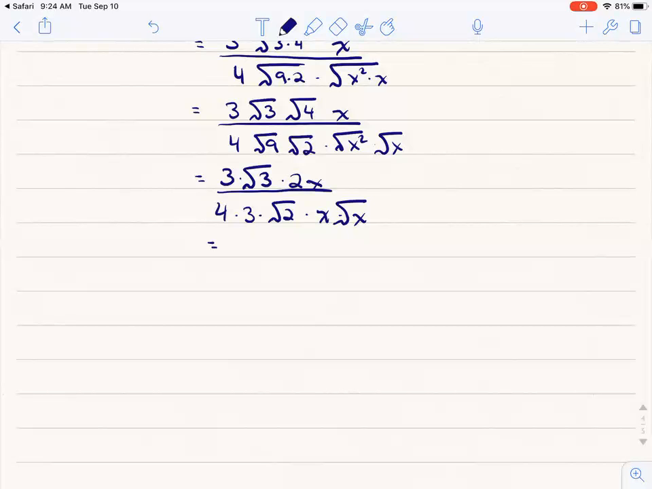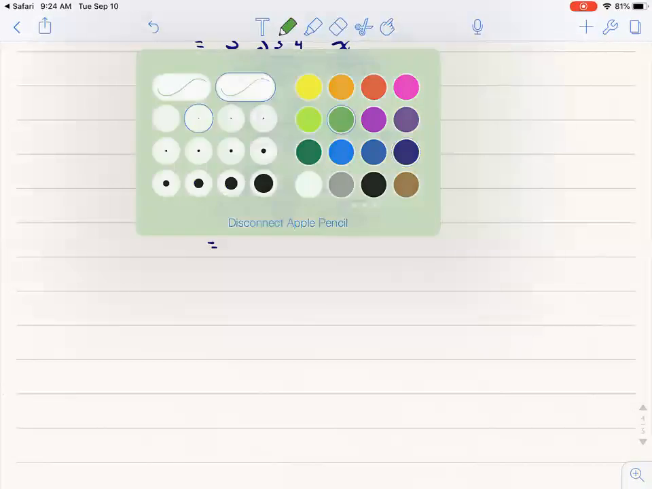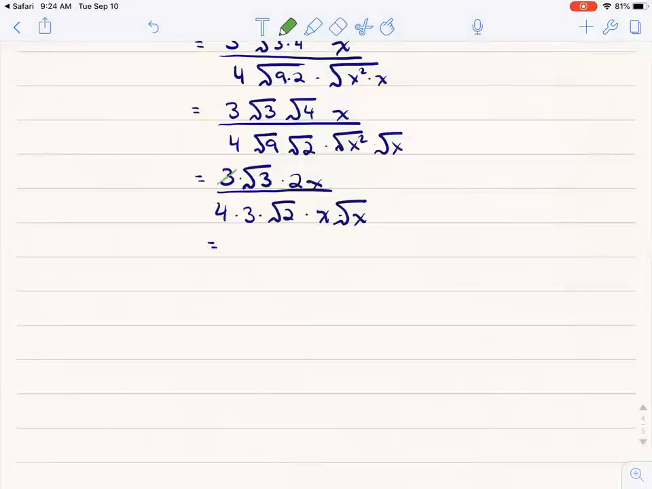And so I'll just use a different color here. But this 3 I can cancel with this 3. This 2 I'm going to cancel with this 4 and rewrite it as 2. And this x is going to cancel with that x.